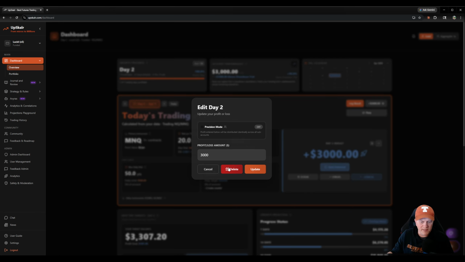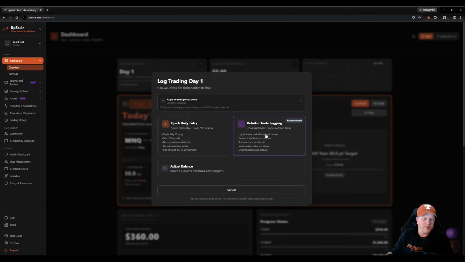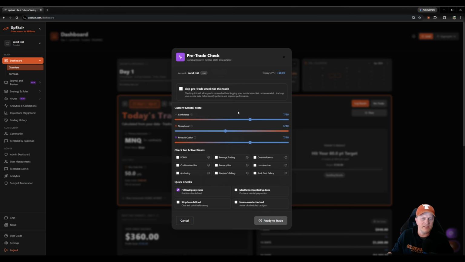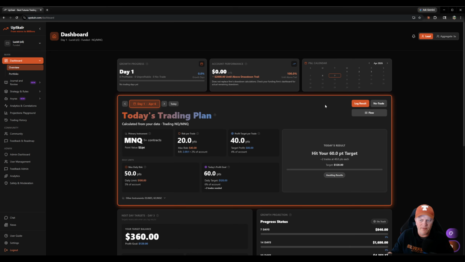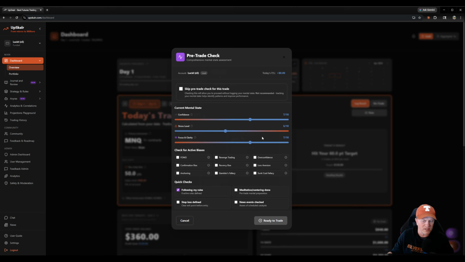So let me delete this trade. All right, let's pull that one away. Let's go back into log result, and let's say we want to do detailed trade logging. Now this is where it gets quite a bit more complex and more detailed. So when you click on this, first thing that you're going to get is a pre-trade check modal that pops up. Same thing. If I were to have chosen multiple accounts here, it would show them both in this section.